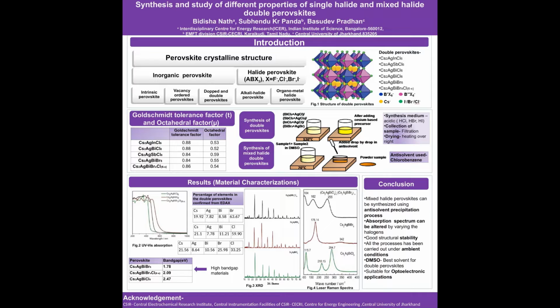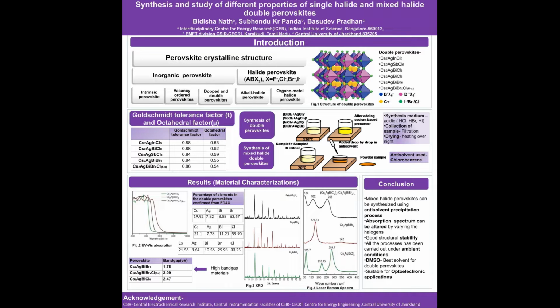B' has an oxidation state of +1, mostly occupied by silver, gold, or copper cations with +1 oxidation state, and B'' has an oxidation state of +3, which is mostly occupied by bismuth, antimony, indium, gallium cations.